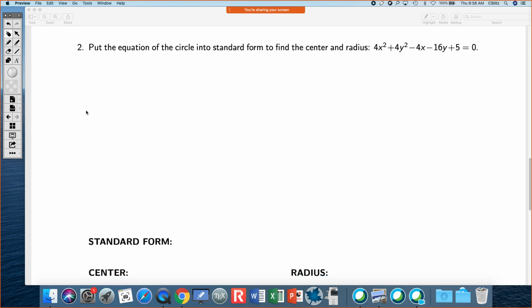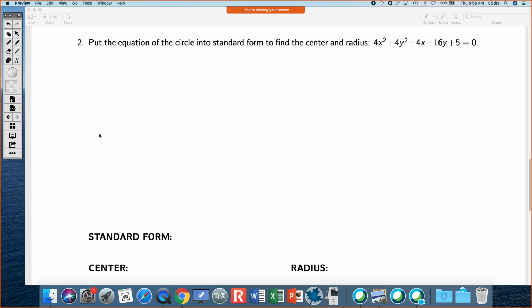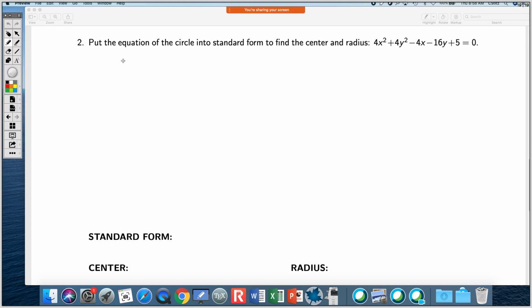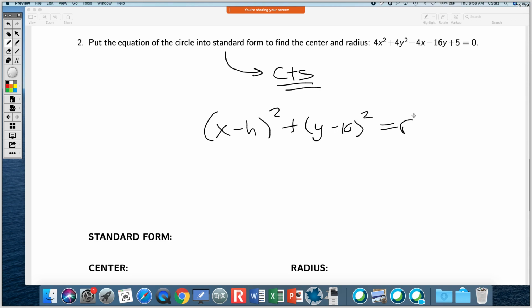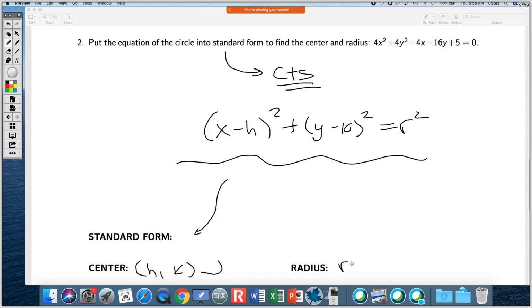And number 2, this is like what we did today. You've got to put the equation into standard form. So you've got to complete the square here to get this to work, right? You want to get it down to this step. And from that, that's your standard form. The center is going to be the h, k, and the radius is going to be your r.